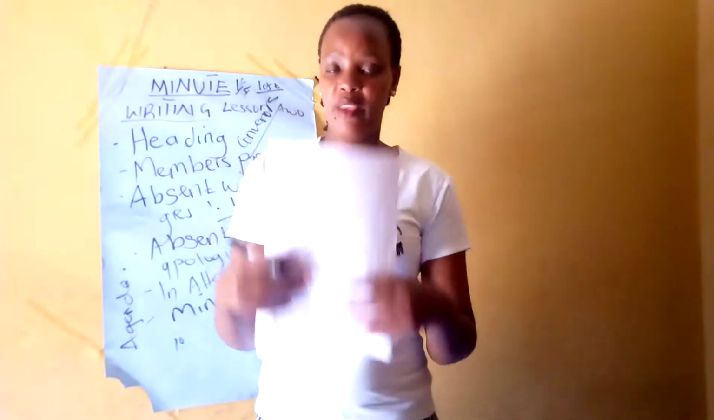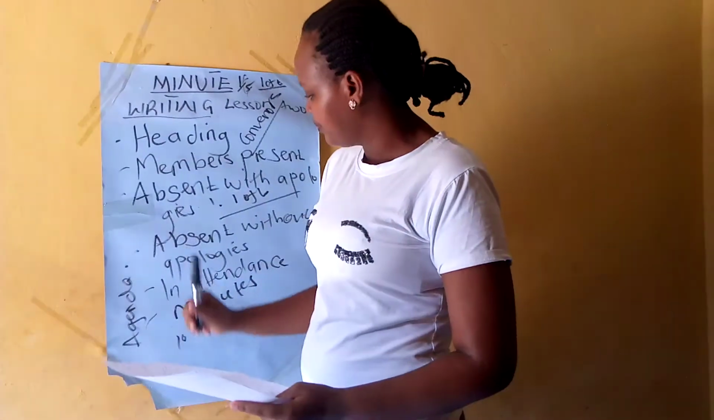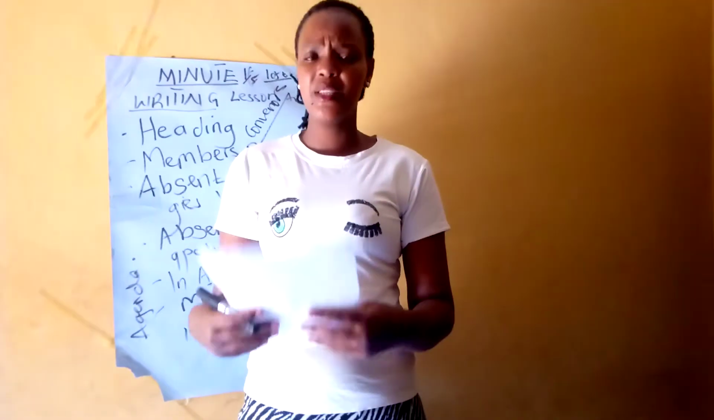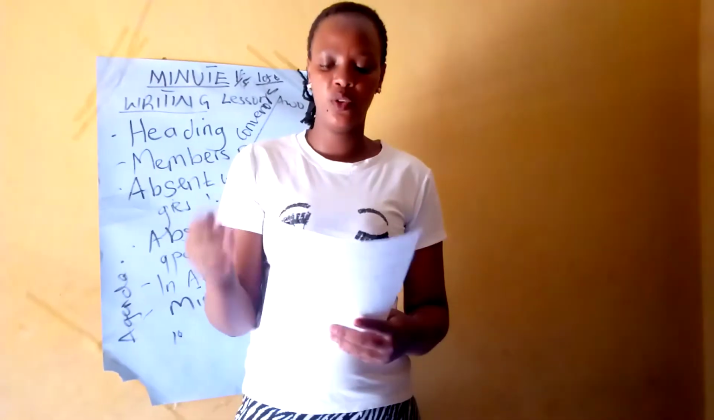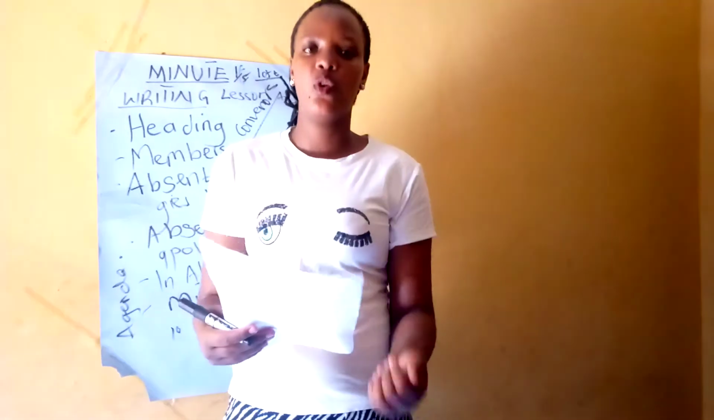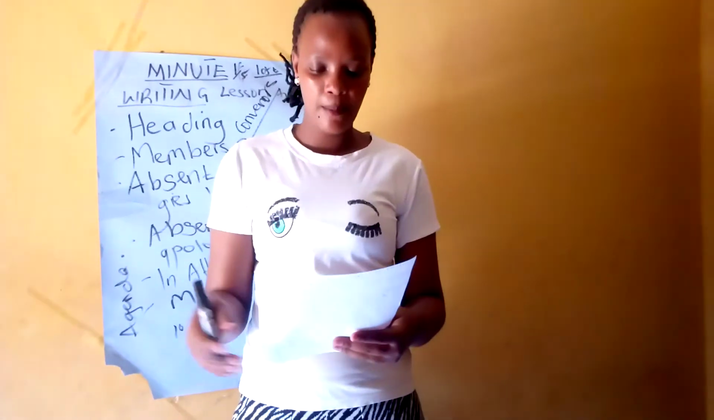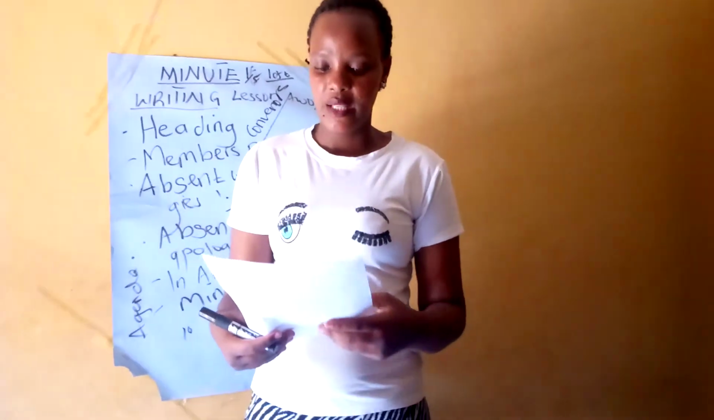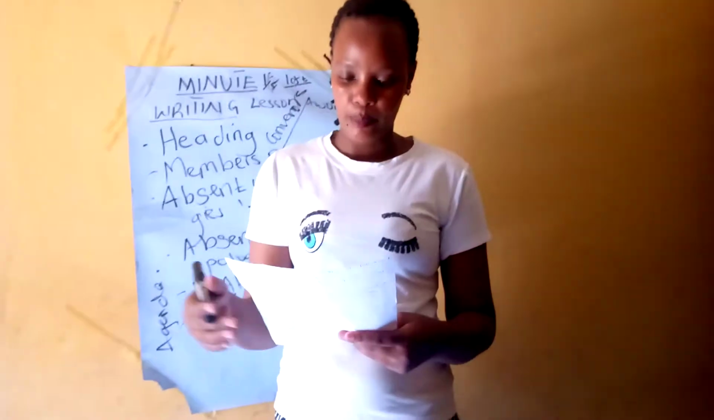From absent members without apologies, we go to absent members with apologies. These are the people who have not come, but at least they have contacted you and said we are not coming because of this and this, so we are sorry. Let's write something about that. Absent without apologies: list the names of the members who are not present.